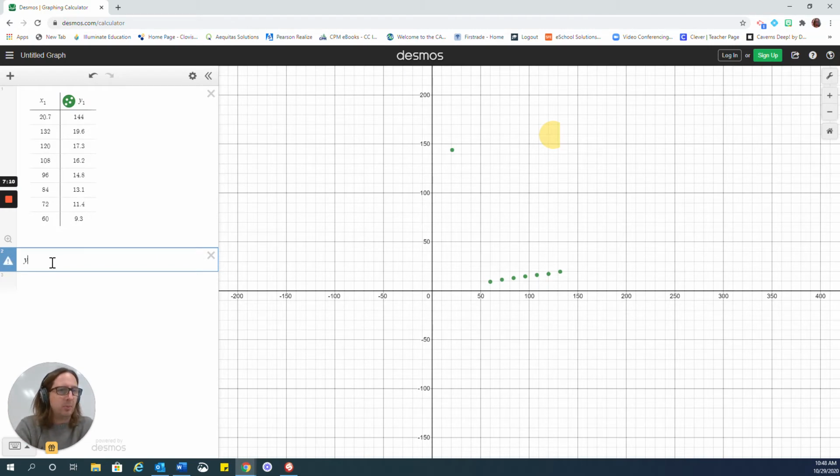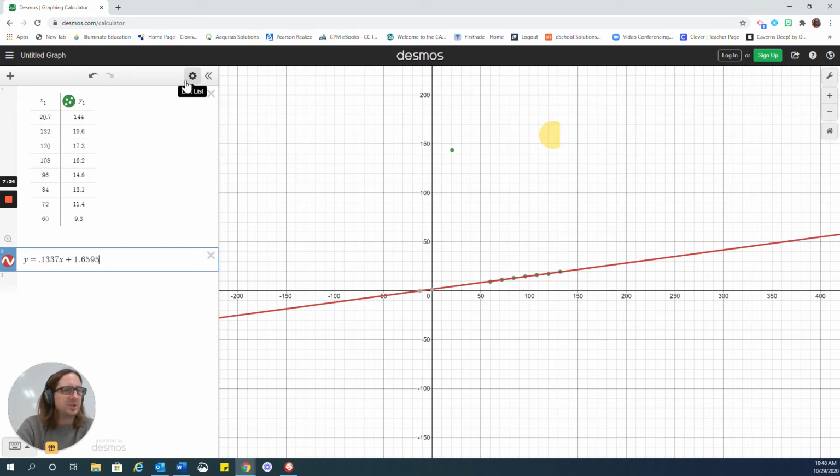So our line that we came up with, without this outlier in it, was 0.1337x, not 227, 337x plus 1.6595. All right, and I'm going to, red's good. Let's keep that as red. So that's what our original regression line was when we didn't have this point in the wrong spot. Let's see what the outlier is doing now to my regression line.